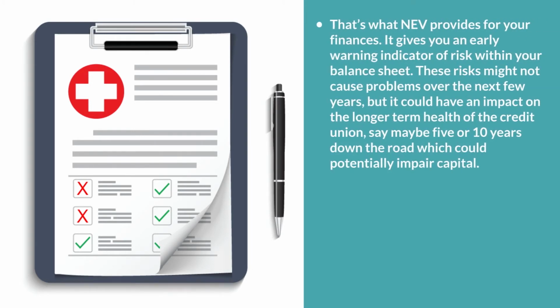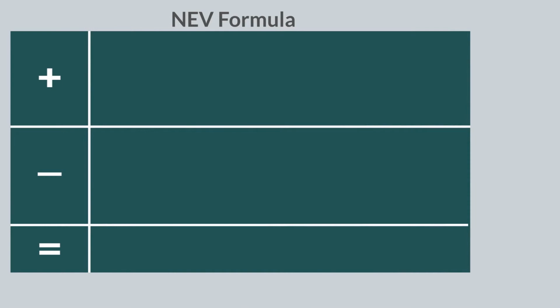It gives you an early warning indicator of risk within your balance sheet. These risks might not cause problems over the next few years, but it could have an impact on the longer-term health of the credit union, say maybe 5 or 10 years down the road, which could potentially impair capital. What is the formula for determining NEV?